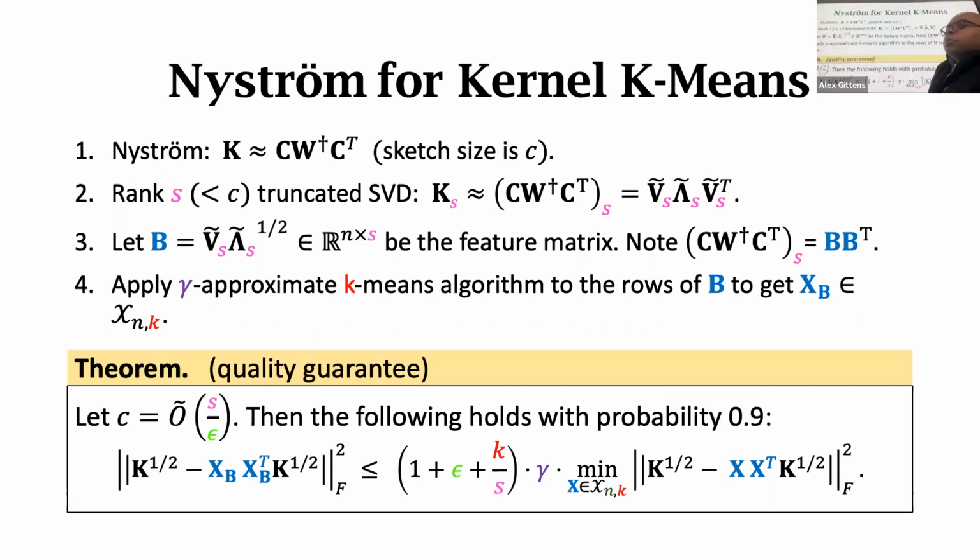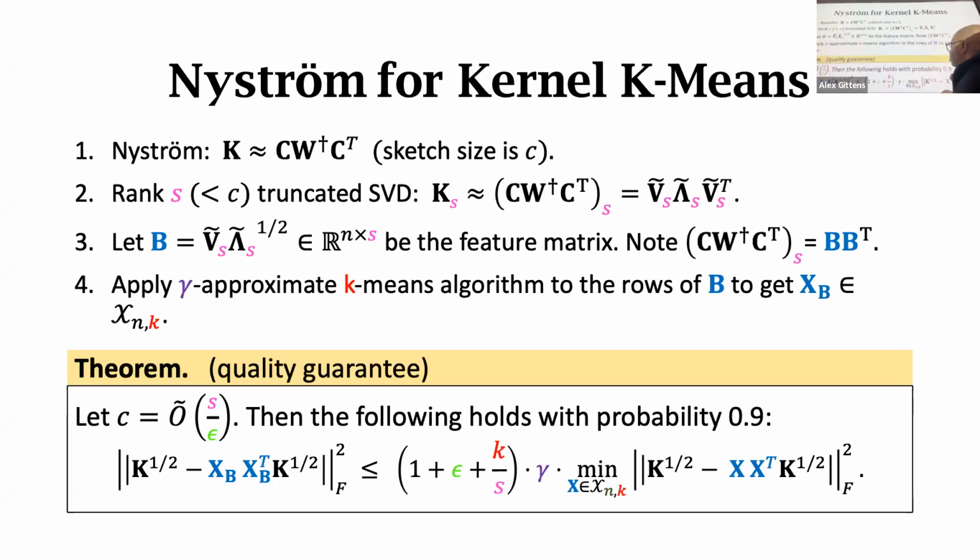First, we take our Nystrom approximation that only requires n times C comparisons. And then to reduce the cost of Lloyd's algorithm, instead of working with n-dimensional points, we're going to work with s-dimensional points. So we truncate K, our low rank approximation of K, so that it's a rank S matrix, so that the nonlinear representation of each point only uses S features instead of N. Okay, so that's our B here, our feature matrix. And then we cluster using the rows of B as the representation of our points.